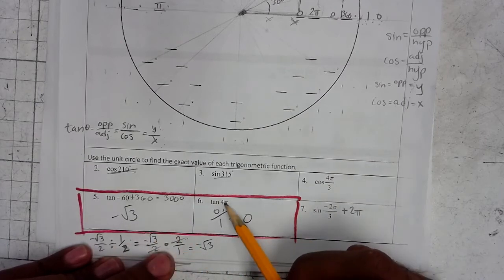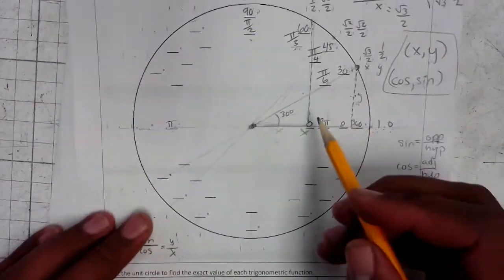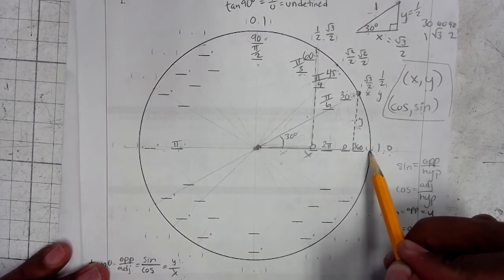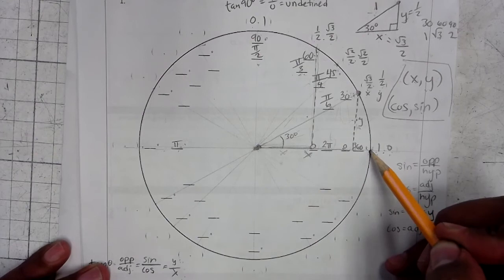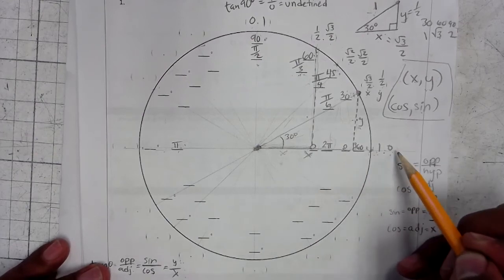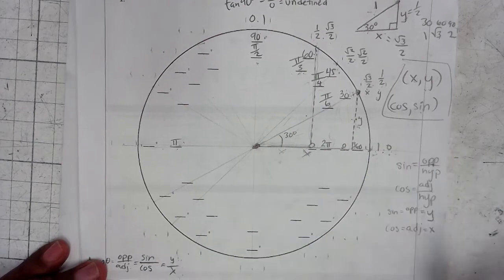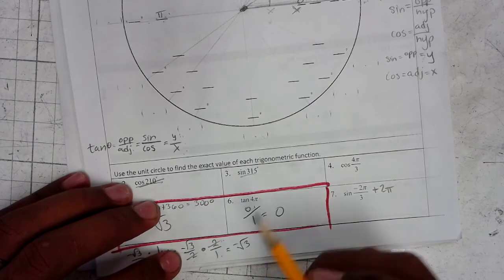And then tangent of 4 pi, well, think about it. 2 pi is one full turn, right? So that'd be at this point. 4 pi is just another turn, so right back to the beginning. And remember, it's y over x, and the y is 0 and the x is 1. So here it'd be 0 over 1, which equals 0.